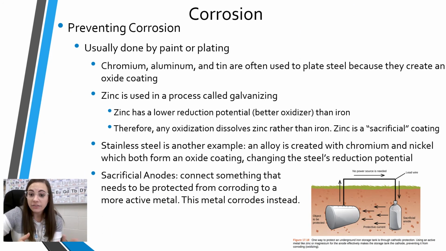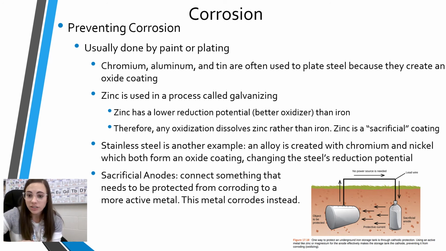So because we have this issue of corrosion, we have come up with a few different ways that we can prevent it or slow it down. A lot of things we do is usually paint or plate a coating. Some examples are chromium, aluminum, and tin. Those are often used to plate over steel because when they are combined with oxygen, they create an oxide. So for example, they make aluminum oxide, which then protects the inner metal.